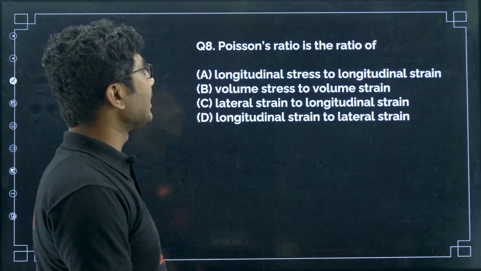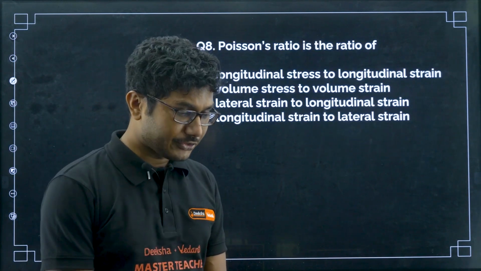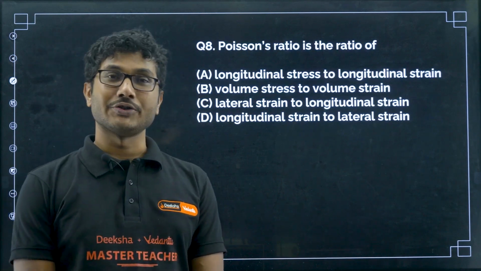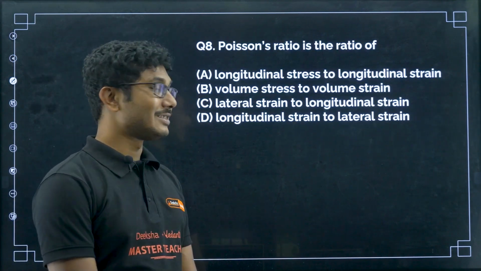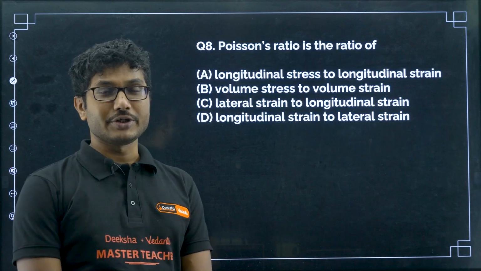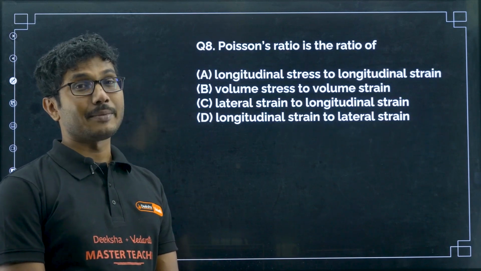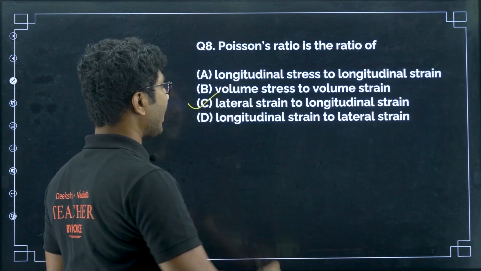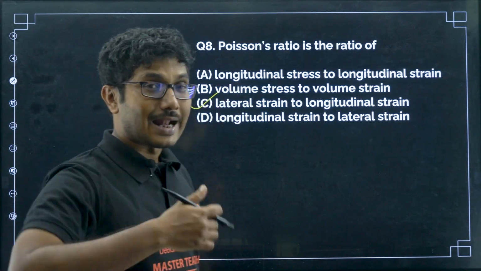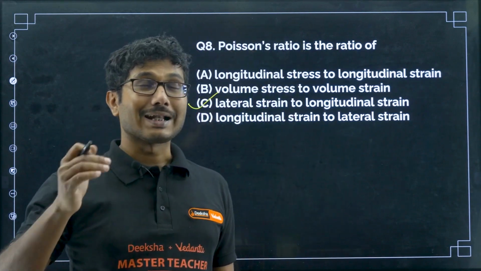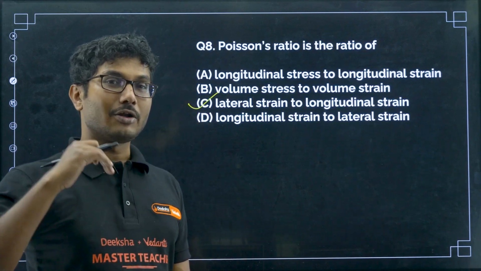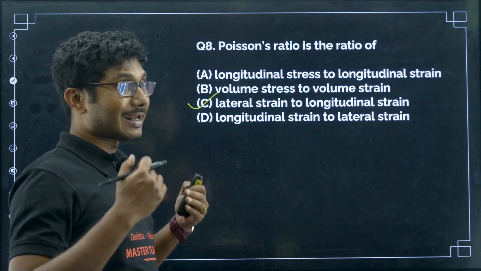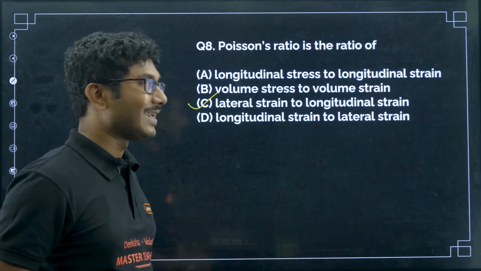Poisson's ratio is the ratio of lateral by longitudinal. You have to remember this: lateral by longitudinal, and in both cases it is a strain. That is why Poisson's ratio is a unitless, dimensionless quantity. So it is lateral strain by longitudinal strain, and you have to find the correct option and answer it. That is how I used to remember it. Don't get confused: lateral comes first, longitudinal comes next.